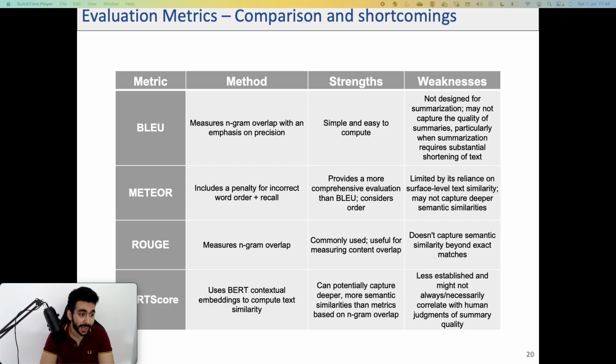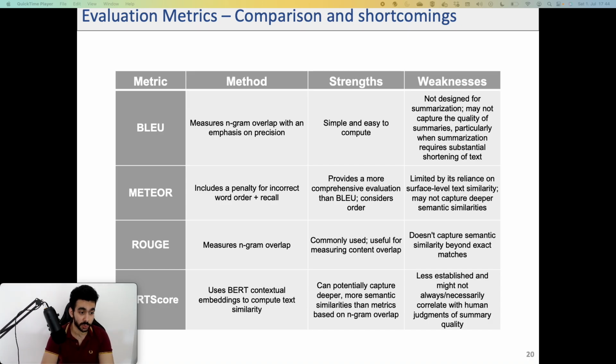BERTScore can potentially capture deeper, more semantic similarities than the n-gram overlap methods. However, this method is less established in the research. If you are inventing a new method, you have to score against the previous approaches, and this one is less established, so you find it less often among the evaluation metrics.